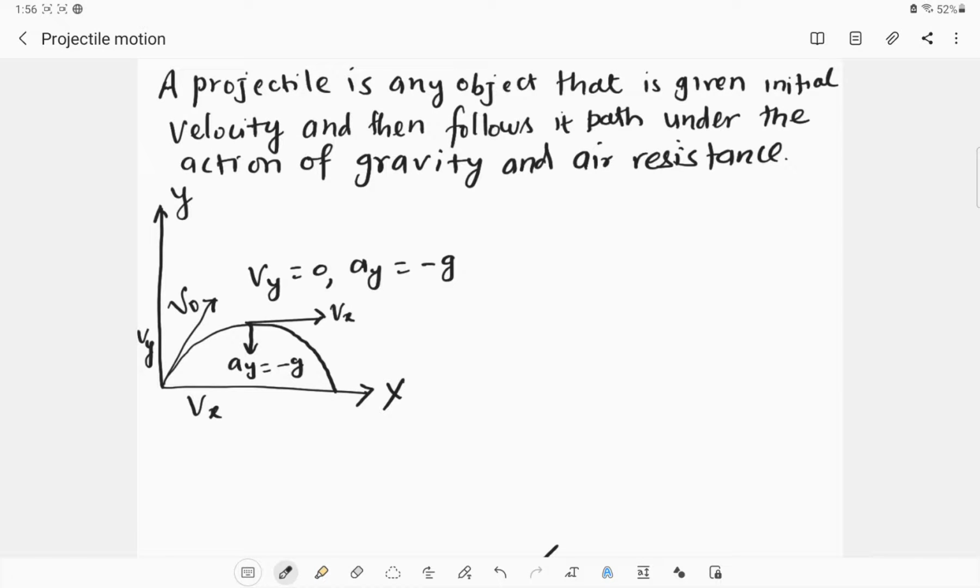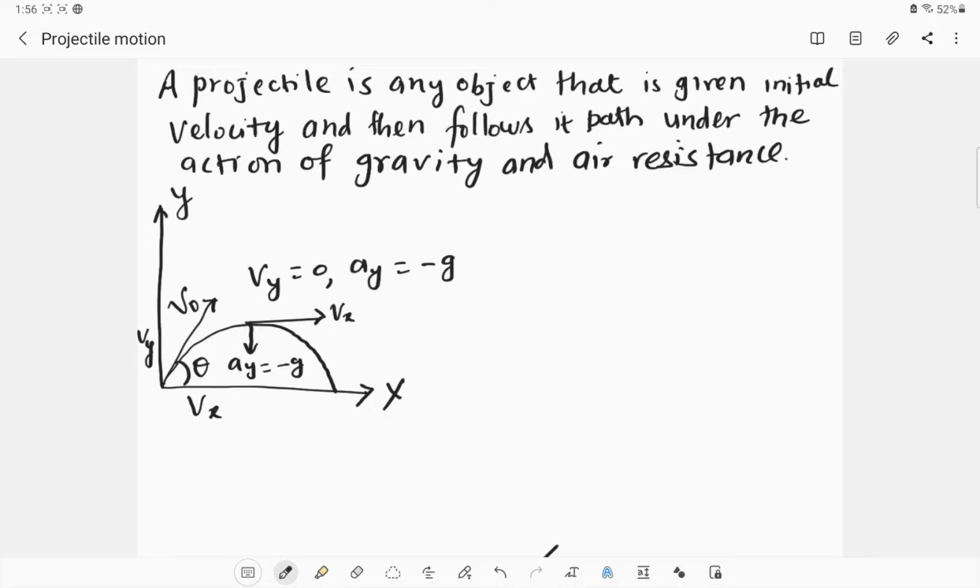A projectile is any object that is given an initial velocity. A certain initial velocity is given to that object, along with an initial angle, theta. After getting the initial velocity and angle, that is the direction, it will follow its own path under the action of gravity and air resistance.